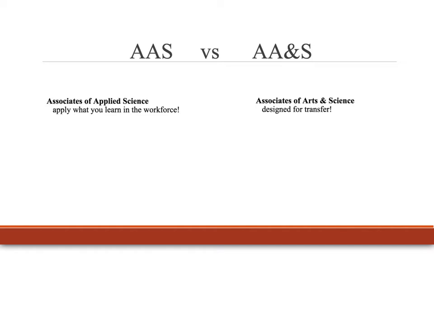An Associates of Arts and Sciences degree, on the other hand, is designed for transfer. Now, that's not to say you can't transfer with an applied degree. It just means that it wasn't designed for that, and it may not be as smooth a transfer. What a difference an ampersand can make.